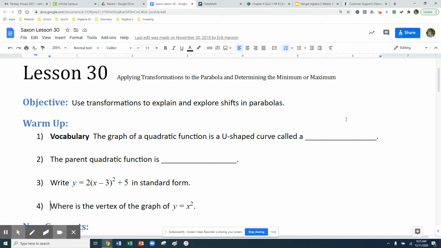Today we're looking at lesson 30, applying transformations to the parabola and determining the minimum or maximum. So our goal today is to use transformations to explain and explore shifts in parabolas.